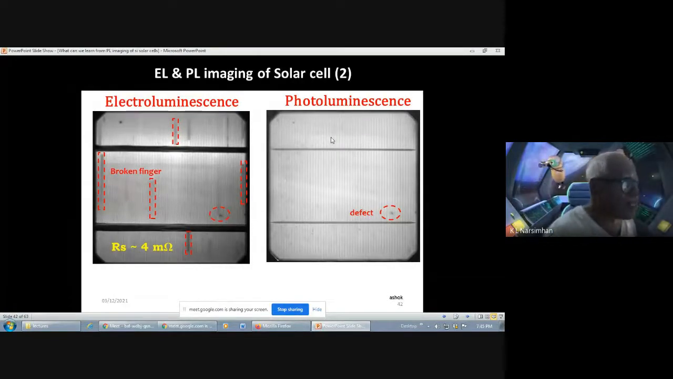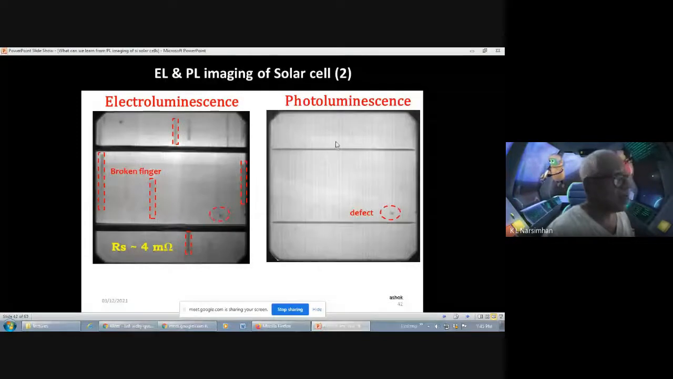In PL, I don't see this. Why do I not see this? Because in PL, when I shine light, I will create electron hole pairs.